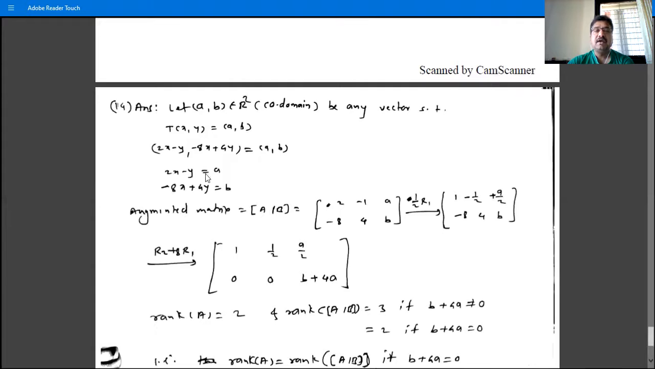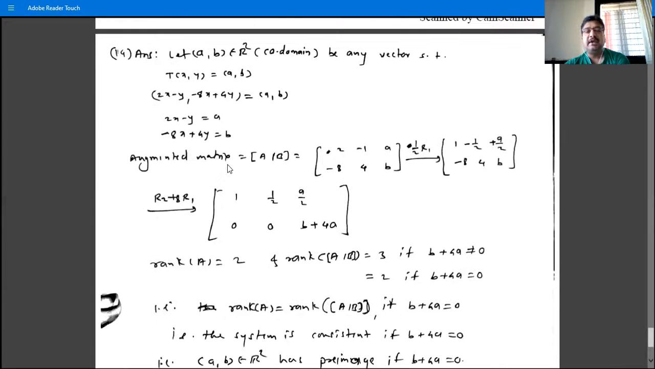We have these two equations, and we have to solve this system. So form the augmented matrix, the combination of A and B: 2, minus 1, A, and minus 8, 4, B. Then we have to reduce this 2 to 1. So 1 half R1 is the operation.